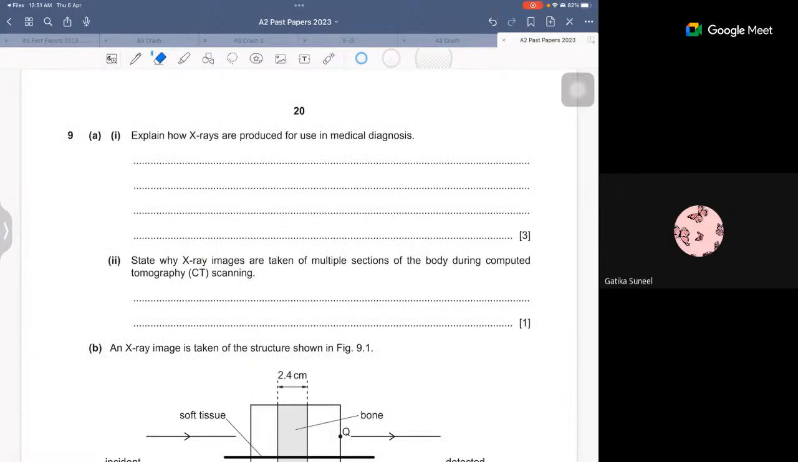Anyway, question 9: explain how X-rays are produced for medical use. So this is the production of X-rays. You have to explain the electron gun first. The electron gun is when you apply a large potential difference between the cathode and the anode target area. That would give you 1 mark.